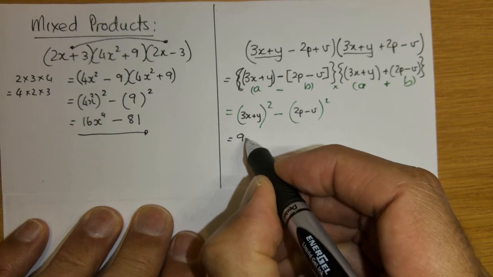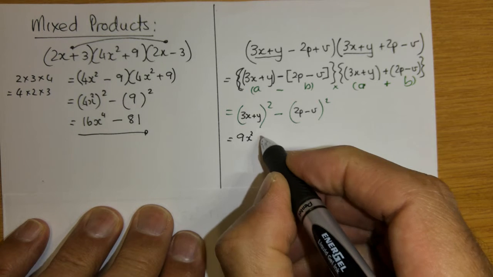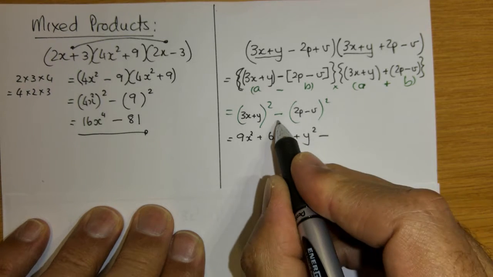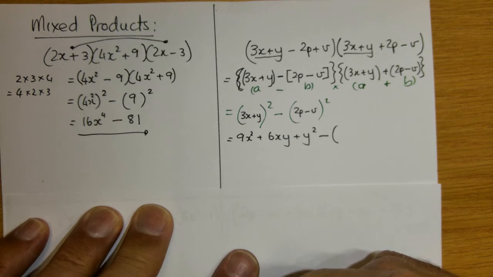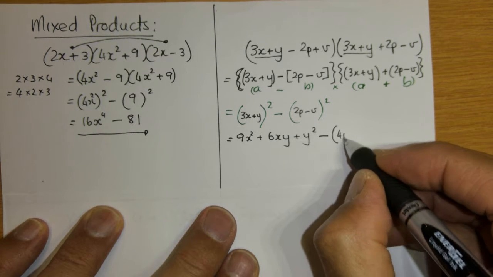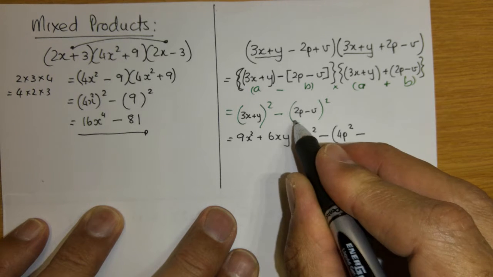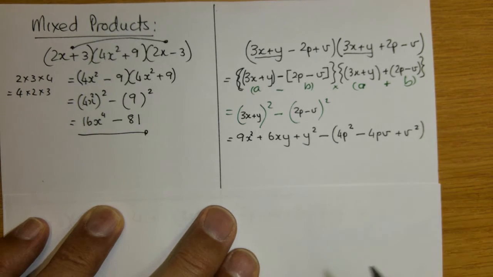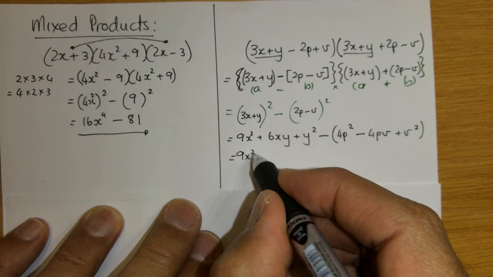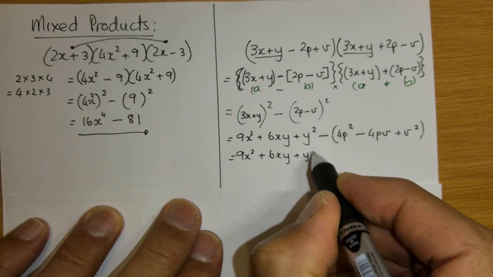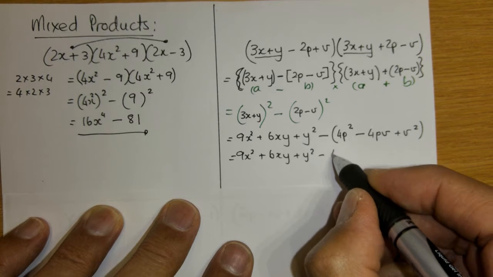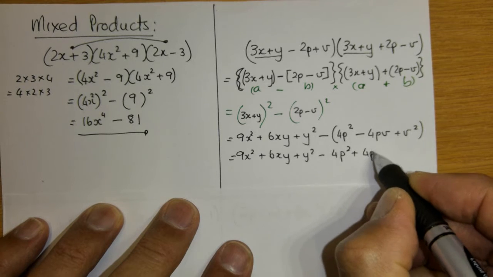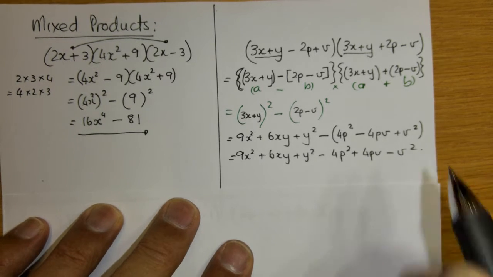I get 9x squared. That times 2 is 6xy plus y squared minus, be careful of the negative, now square the second bracket. The second bracket squared is 4p squared minus 2 times that is minus 4pv plus v squared. Moving the negative in is the last bit of work that I have to do. So this one doesn't clean up so nicely because there's no like terms that I can group together. So 4p squared, negative times a negative is a plus 4pv, negative times a positive is minus v squared.